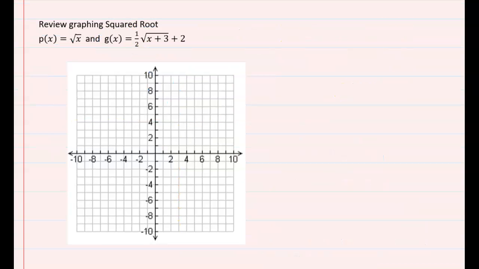Let's go to the square root function, and let's say we have our parent function of square root, and we're also going to graph this transformed one. So let's first talk about our parent function. We know that our parent function is the square root, so it's going to look like this, like an arm.